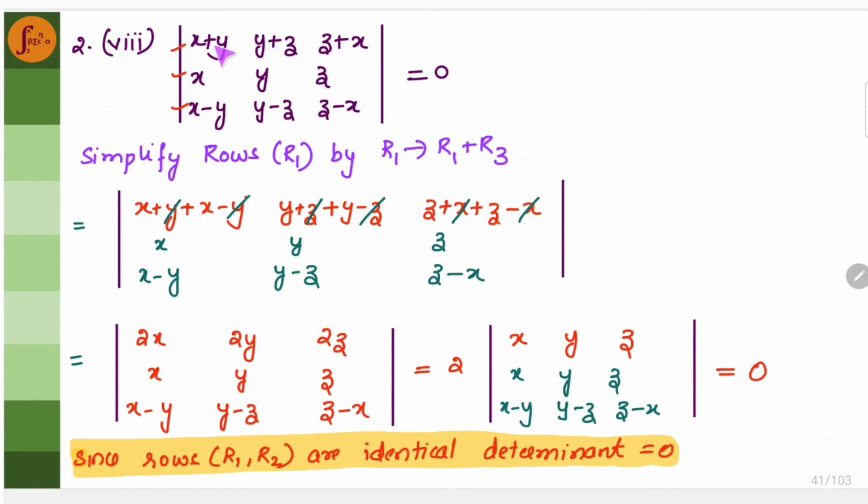So what we can do here is, we can take row 1 and row 3. Here you have plus y and you have minus y. So our objective here should be to make the elements smaller, simplify it basically, right? So if you add row 1 and row 3, y and y are going to get cancelled. Then we are left with 2x, like this, 2x. So now you can take 2 as common and you'll get x, y, z. So the rows are identical.